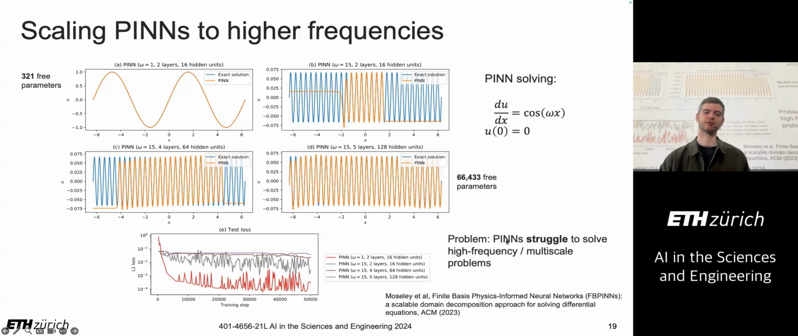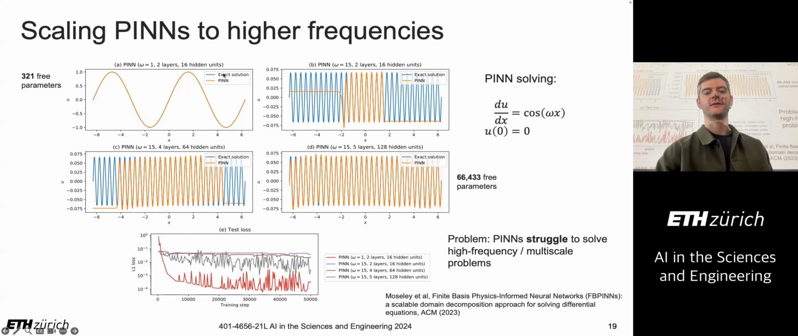So unfortunately, PINNs struggle, especially in this case where we want to scale PINNs to higher frequencies. So what I'm showing here is using a PINN to solve one of the simplest ODEs that I could think of, du/dx equals cos(omega x), right? So the solution is just sine. And what's interesting to plot is how the PINN's performance changes as I increase the frequency of the solution. So as I increase omega here.